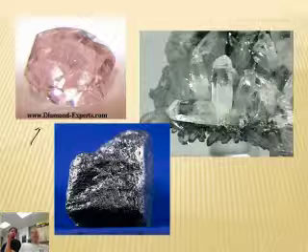So this is a diamond. A diamond is made up of all carbon, carbon to carbon to carbon. It's in a tetrahedral arrangement. This looks like a piece of graphite. Graphite is carbon to carbon to carbon in a slightly different arrangement. I'll show you that in a minute.